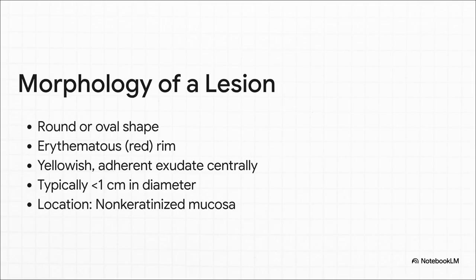But here's the real kicker. Location is everything. These sores pop up almost exclusively on the soft, movable parts of the mouth, what we call the non-keratinized mucosa, like the inside of your cheeks, your lips, and under your tongue.